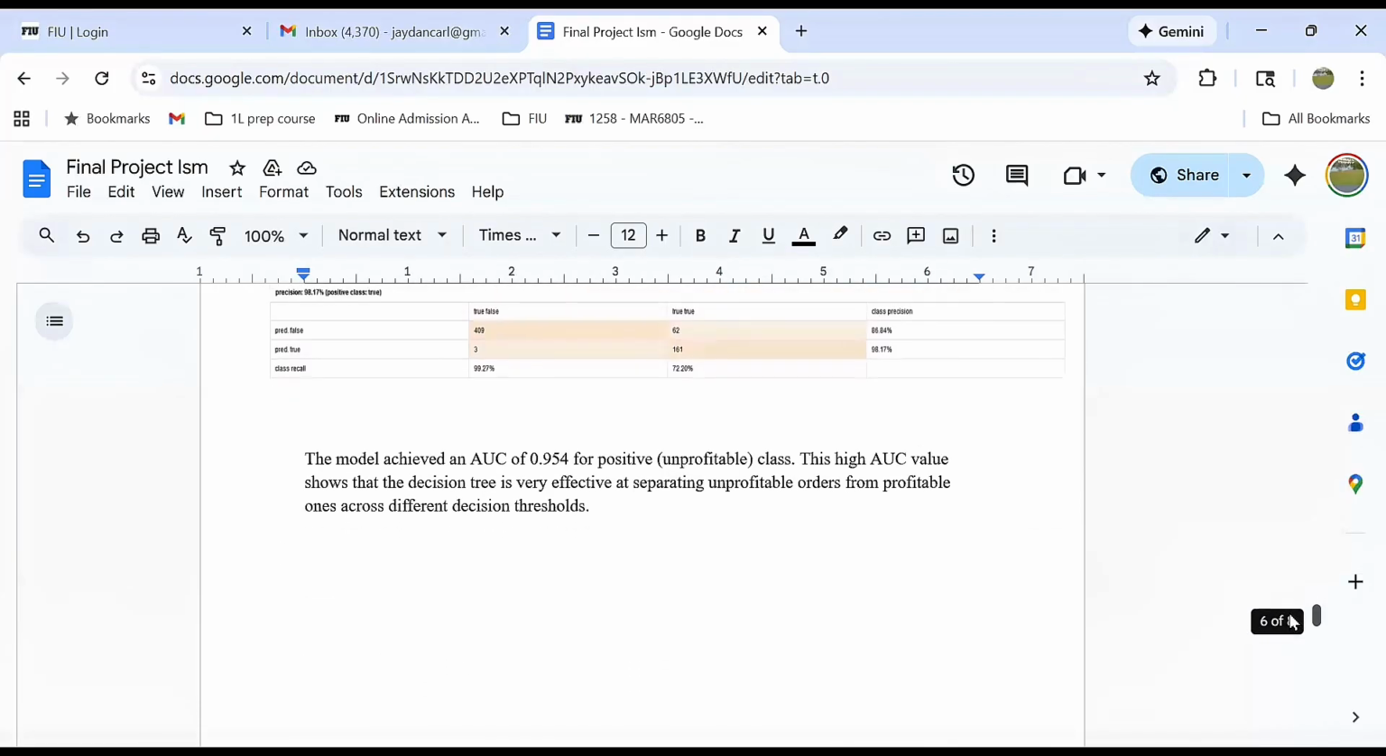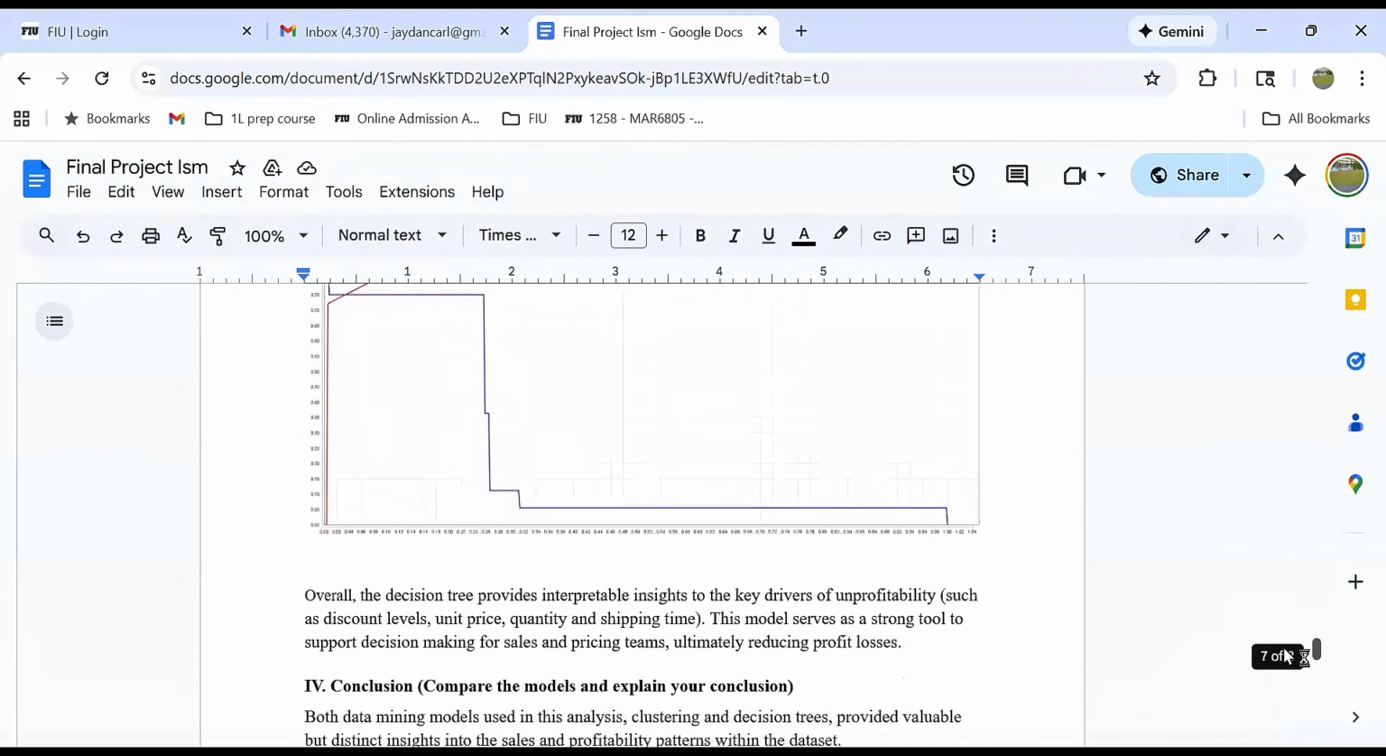Finally, the model achieved an AUC of 0.954 for the positive or unprofitable class. This is a very high AUC value, indicates excellent discriminatory power, and shows that the decision tree is highly effective at separating unprofitable orders from profitable ones across different decision thresholds.